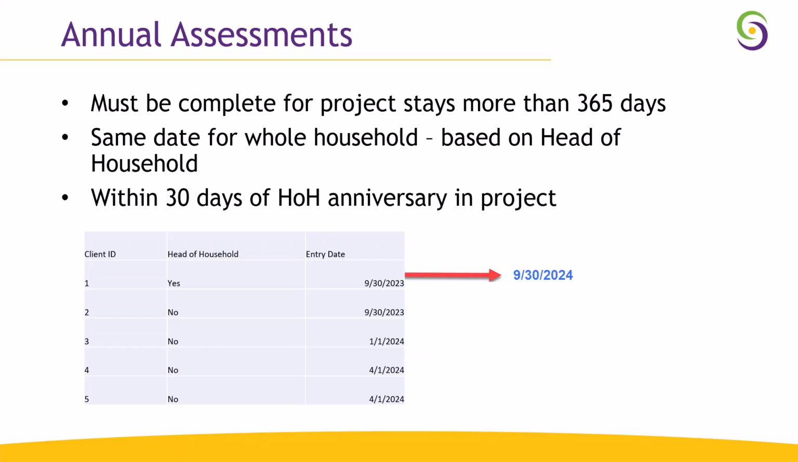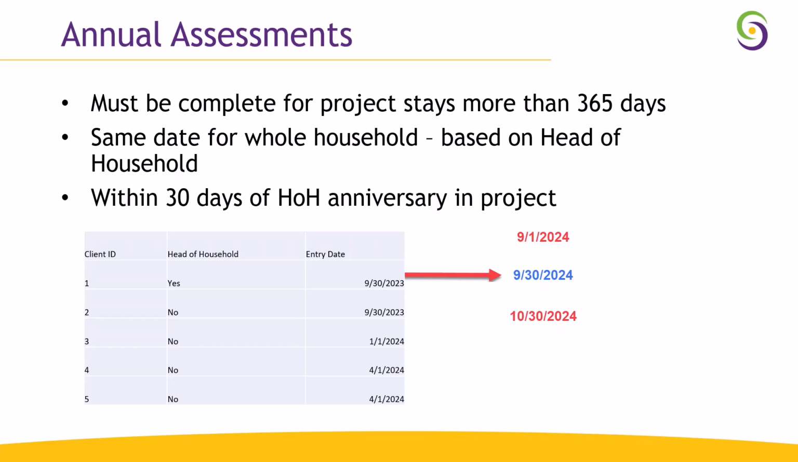Now, when recording this annual assessment, it has to be within 30 days after or before the head of household's anniversary date. So in this case, if we go 30 days back, we want the annual assessment to be between September 1st, and if we go 30 days forward, October 30th. So we want to make sure that the annual assessment is within that range to record that properly. And that would get us a correct annual assessment update.